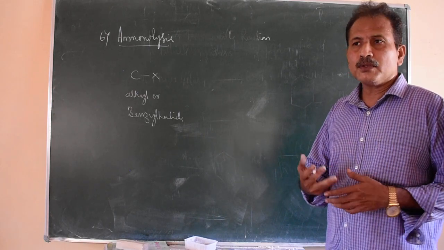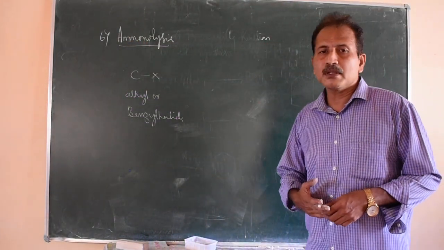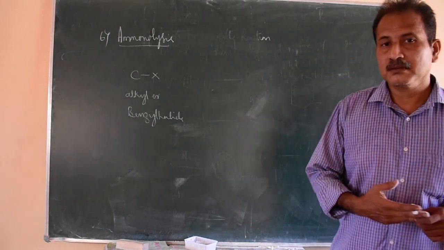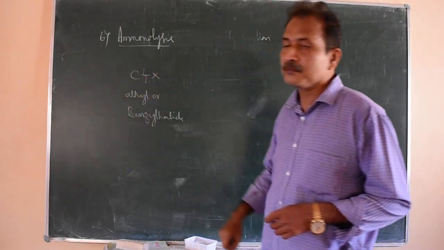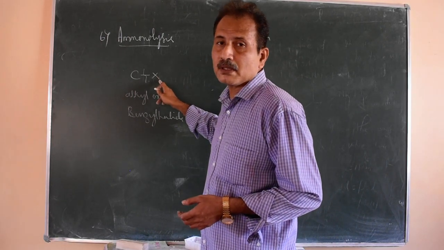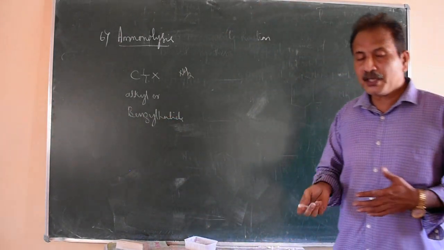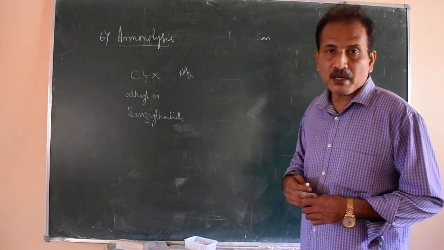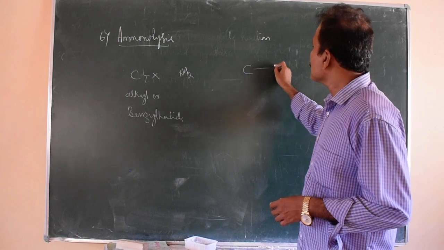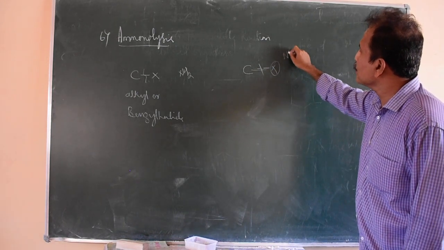So if you do that, it undergoes nucleophilic substitution reaction. Suppose you react an alkyl halide with ethanolic ammonia solution, it will undergo nucleophilic substitution reaction in which the C-X bond will break and the halogen here will be replaced by NH2 group. So the breakage of the C-X bond using ammonia is called ammonolysis. So what we do? We break this bond and replace this X by NH2 group.